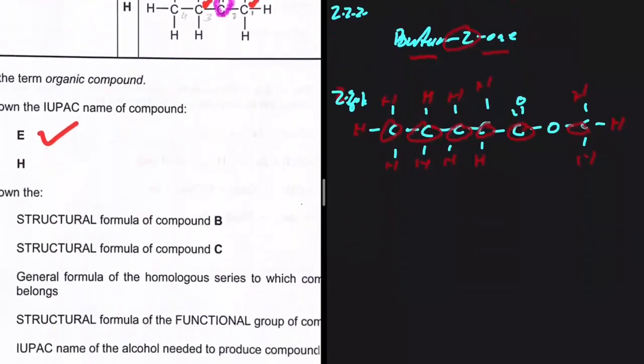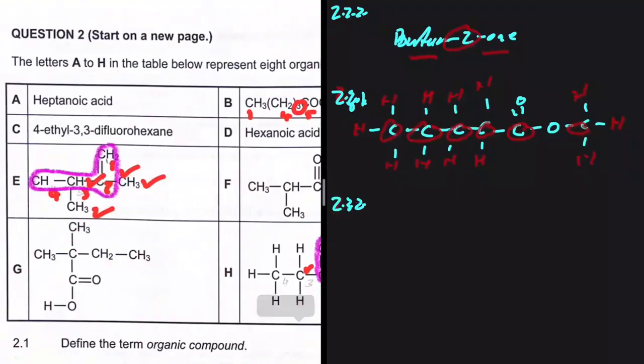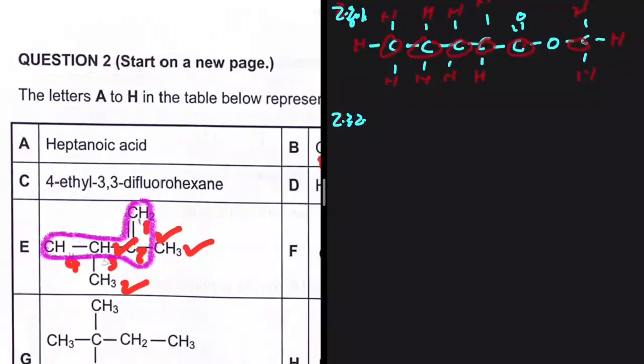Okay. Structural formula of compound C, 2.3.2. Let's go ahead and take a look at that. 2.3.2 structural formula of compound C. We have 4-ethyl-3,3-difluorohexane. So I'm going to start by taking care of hexane. I need 6 carbons. So 1, 2, 3, 4, 5, 6. On the third carbon, I have difluoro. There we go. And on the fourth carbon, I have ethyl.